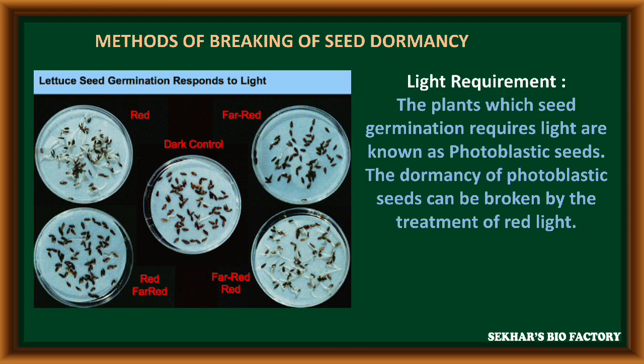The next method is light requirement. In some plants, the seeds require light for seed germination. Such seeds are called photoblastic seeds. The dormancy of these photoblastic seeds can be broken by treating the seeds with red light of various wavelengths.